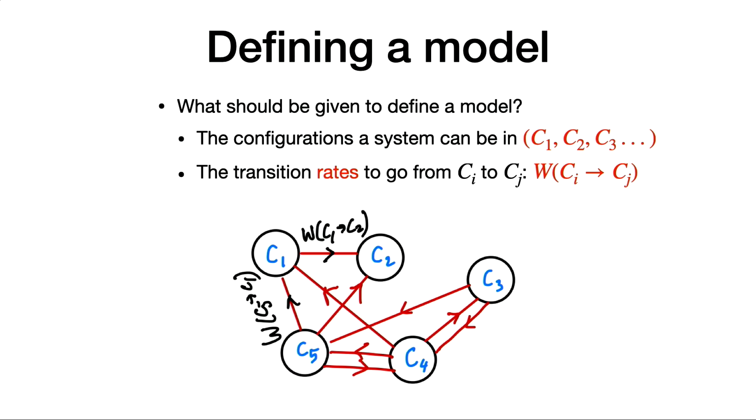Then, to define the dynamics, I have to tell you the rate of going from configuration Ci to Cj. So given a certain configuration, I will tell you the next step through something called the transition rate. I will define the transition rate. If I give you these two, then every time I know a configuration, I know the next possible configuration or next step. So this is sufficient to define the model.